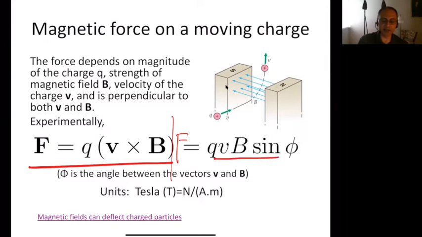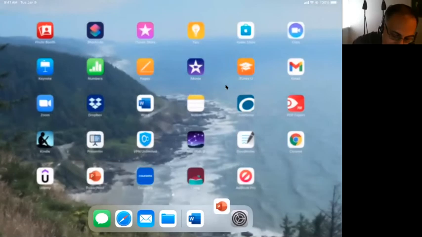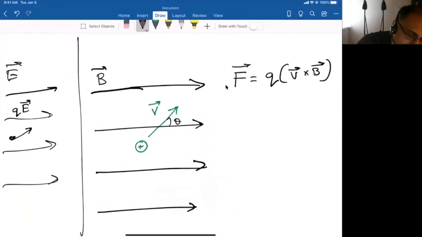And this is a formula you've seen in physics 1. It's just a formula for the cross product. So F is equal to qvB sine of phi, where phi is the angle between v and B. So in my diagram over here, the magnitude of F is qvB sine theta, right?